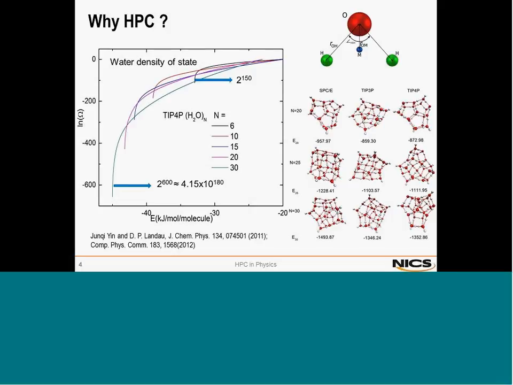And for the size 30 water molecule, this difference between the high energy and the ground state energy, the number of configurations is already about 4 times 10 to the 118. And look at this number, that's why we need to use high performance computing. Even with a supercomputer, you can't solve it with brute force. You need some clever algorithm and some sampling algorithm, some computing algorithm to speed up your simulation.